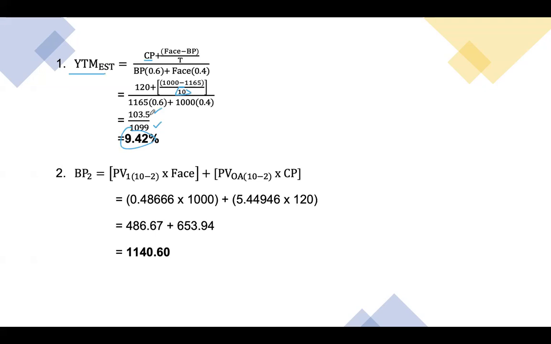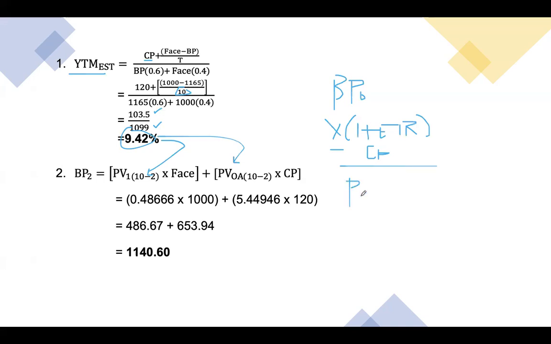And then 60-40 format, 1,165 times 0.6 and 1,000 times 0.4. Now use this in computing the present value factor, or simply bond price old, multiply this by 1 plus effective interest rate of 9.42, minus the coupon payment of 120 in this case. So you have here the bond price second year or bond price new of 1,140. 10 minus 2 because in year 1, we have 9 years left until maturity.